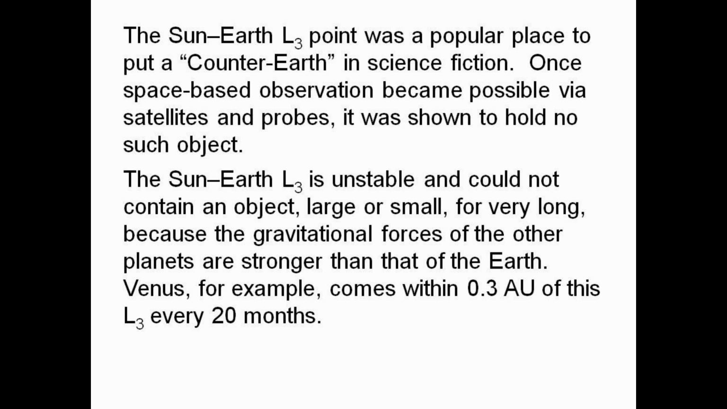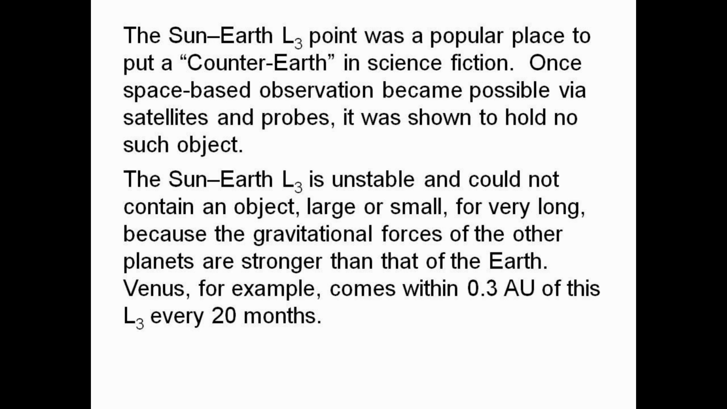Well, that's kind of shot down from several angles. One is we've had probes go all through the solar system and it's not there. So that's the number one piece of evidence that it's not there, is that it's just not there. Also, that point is unstable because the other planets come so close to it. Venus is within 0.27 astronomical units every year and a half or so, as we saw last month, and that would pull it out of its orbit and destabilize that point.